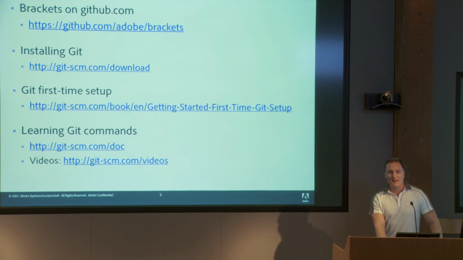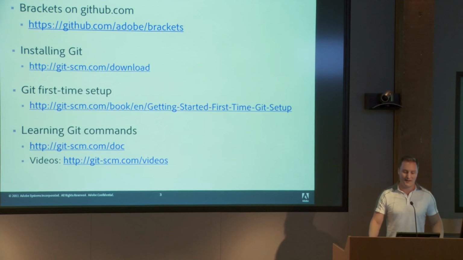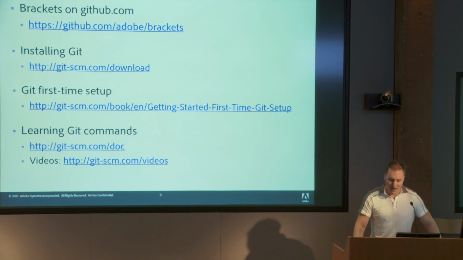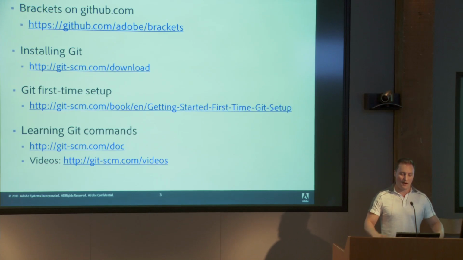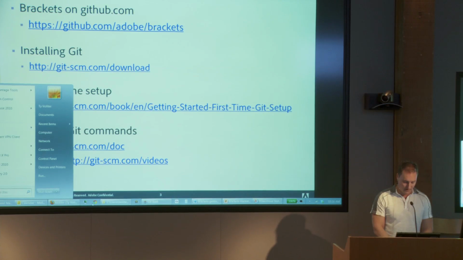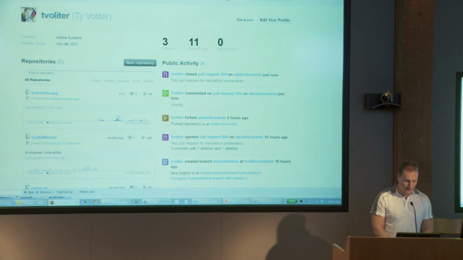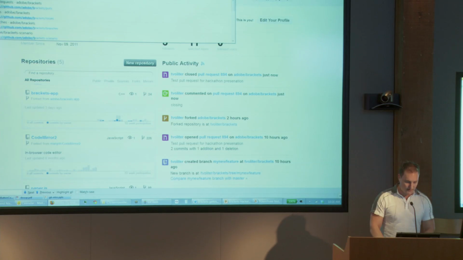So first of all, Git. If you haven't heard of Git, it is a social, non-server-based way to manage code, and our repos, or repositories, are on github.com. So if I just jump over here to my browser, I'm on github.com, and let me just go to Adobe/brackets.